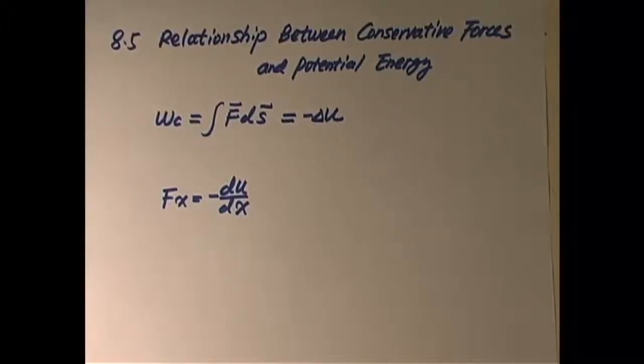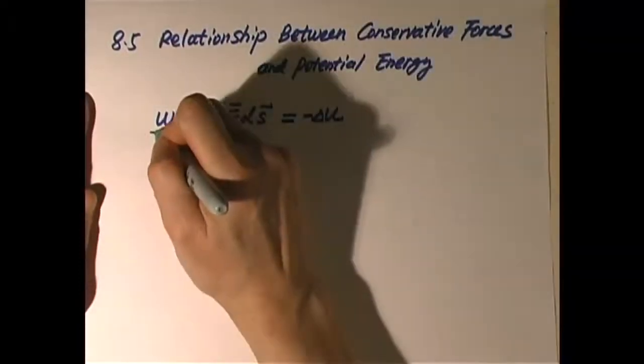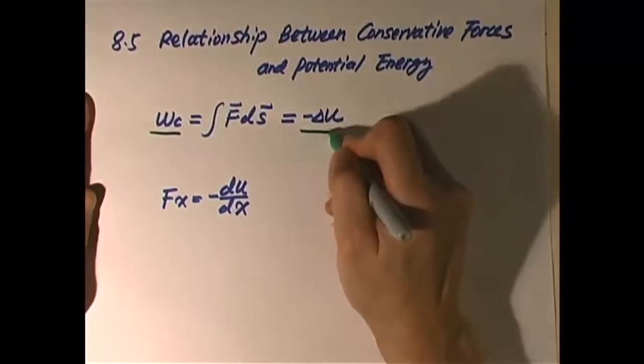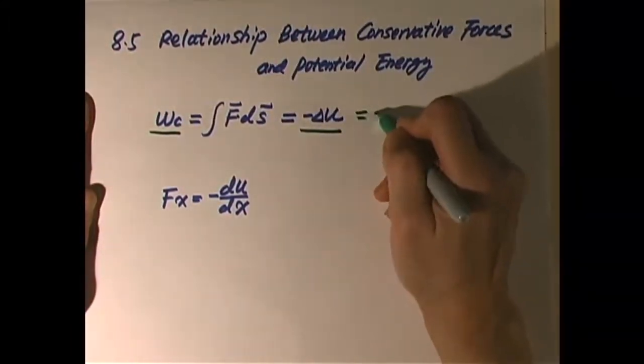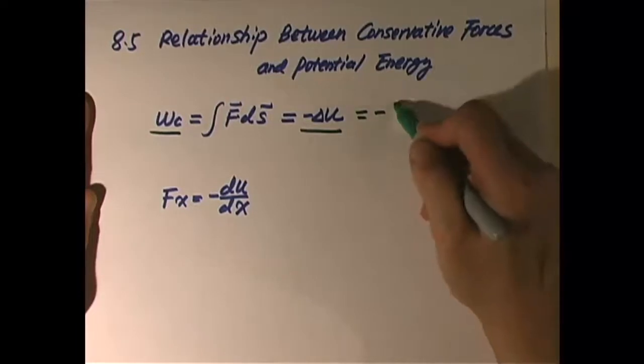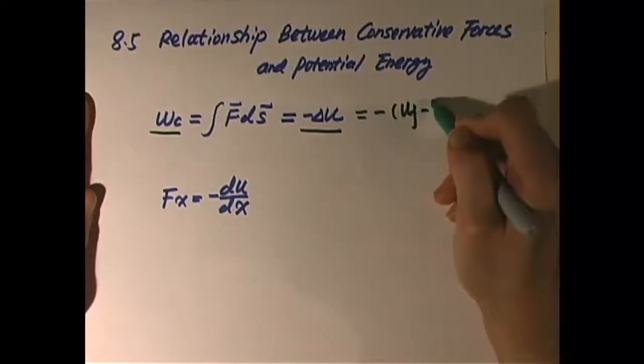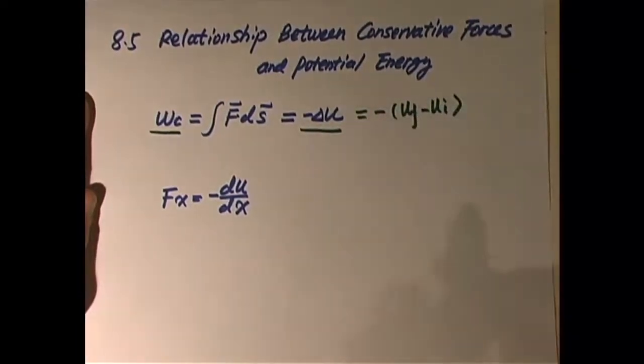We learned that a conservative force relates to a potential energy. So there's a relationship between conservative forces and potential energy. The work done by a conservative force equals the negative change of potential energy, that is, negative of potential final minus potential initial, and we know that.